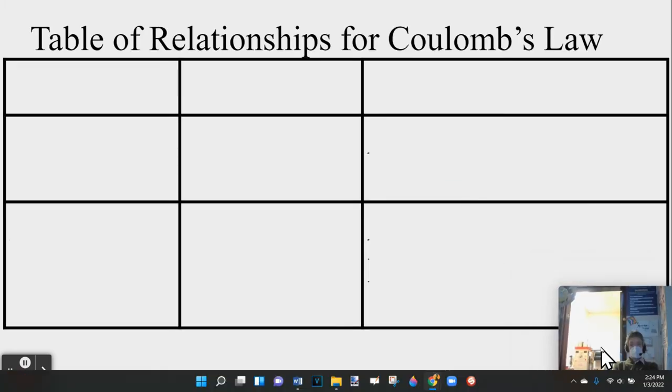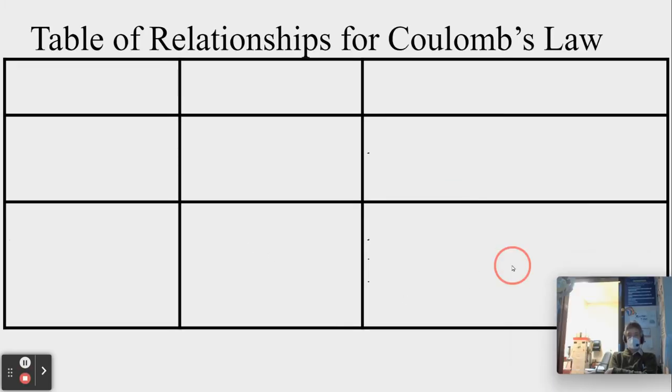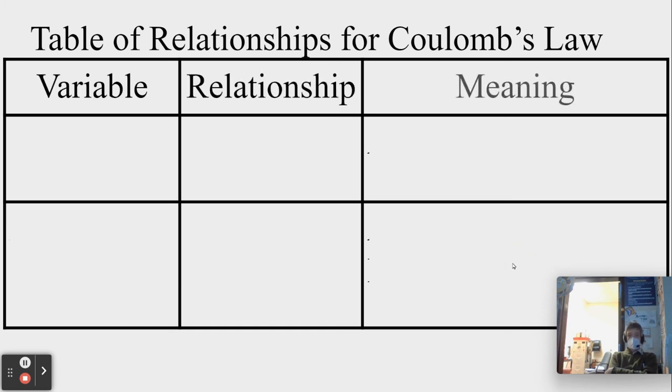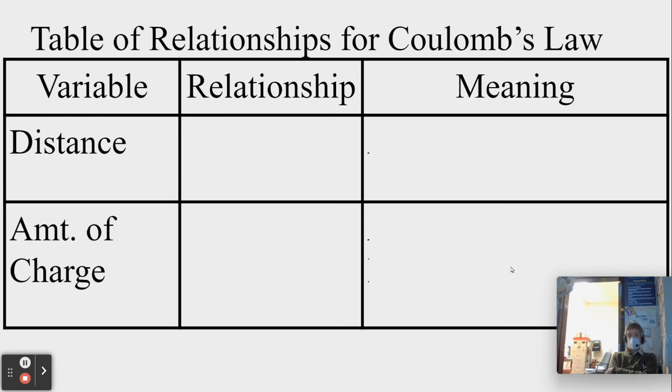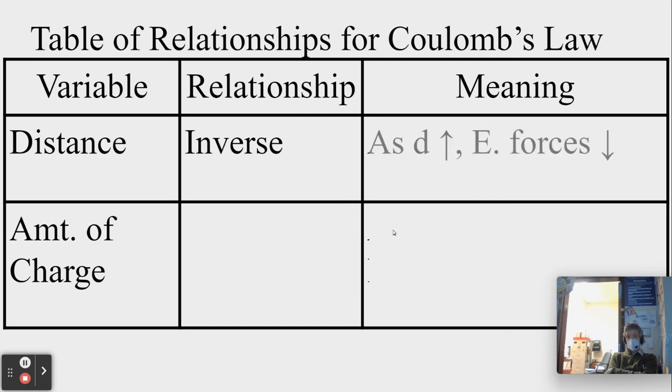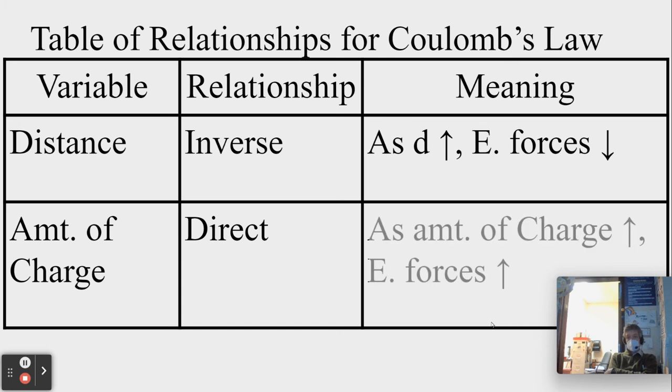Now, this is just a table for review. All right. The two variables that are in Coulomb's law are distance and the amount of charge. And distance has an inverse relationship. And that means as distance goes up, the electric force goes down. And the amount of charge is direct. So as it goes up, the electric force goes up. All right.